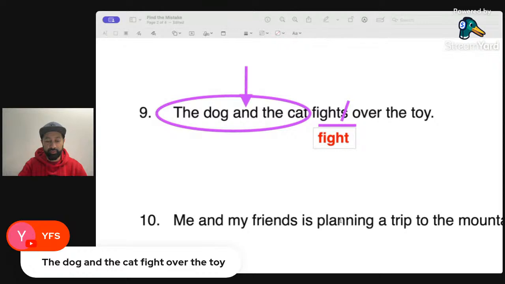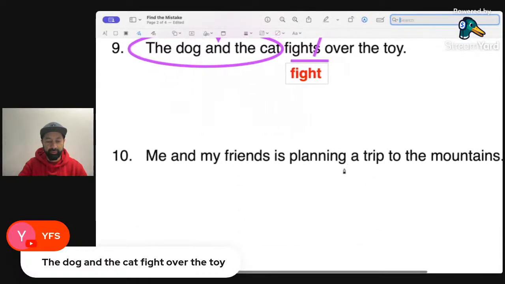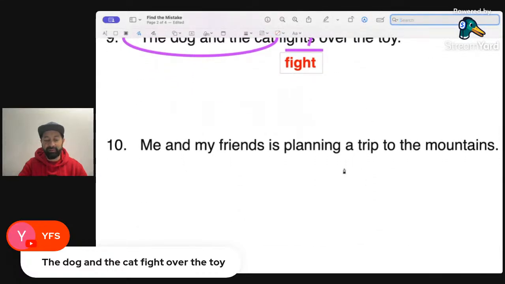Okay, so let's look at the next one. Let me move it up onto the screen for you. Me and my friends is planning a trip to the mountains. What would be the correct answer for this?